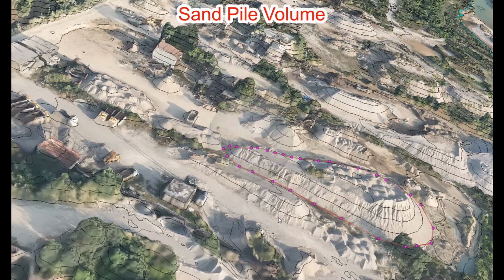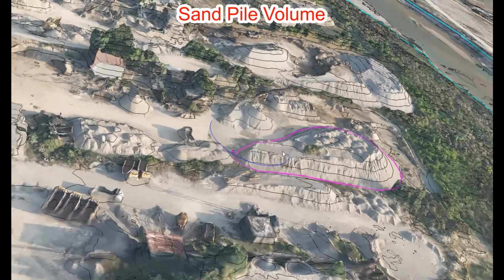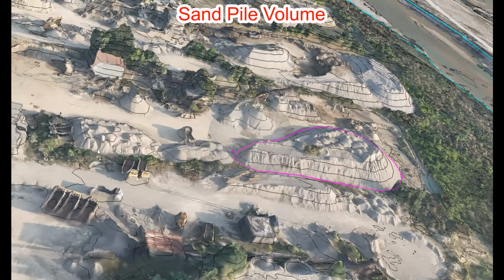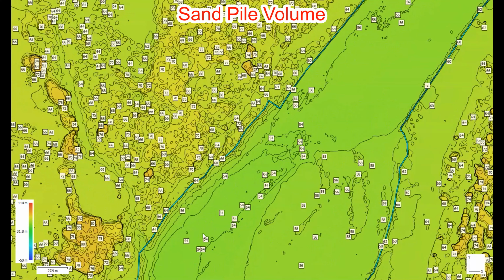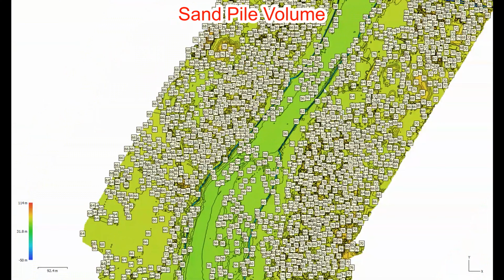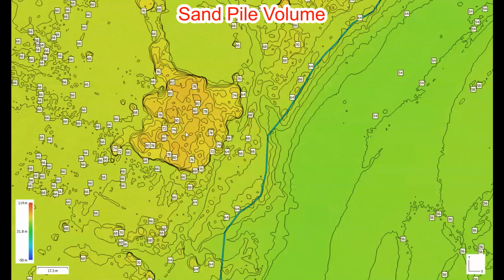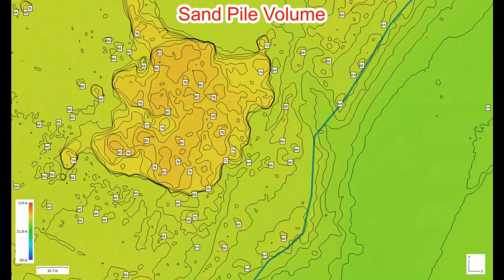This is the volume surrounded by this polyline. Similarly, in this way we can calculate the volume of other sand piles also. But the important thing is we need to have the DEM file, the digital elevation model file. Only after having that file can we calculate the volume. We cannot do the calculation just from the 3D model or the tiled model. We need to have the digital elevation model. In this way we can calculate volume, area, length, and perimeter. Thank you.